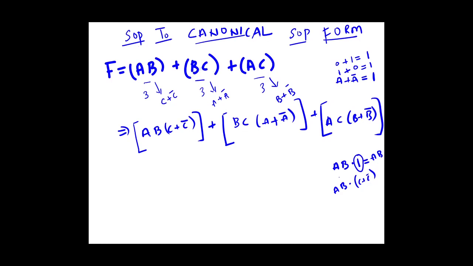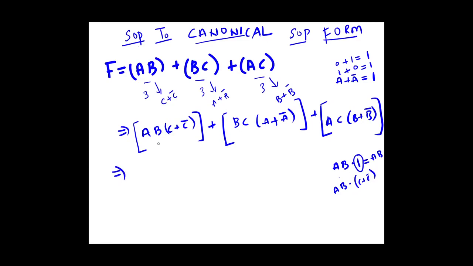Next, coming to this BC, I don't have A. So BC into 1. In place of that 1, I am replacing A plus A bar. By writing this, your expression doesn't change. This is always equivalent to this. So now from this I need to solve.